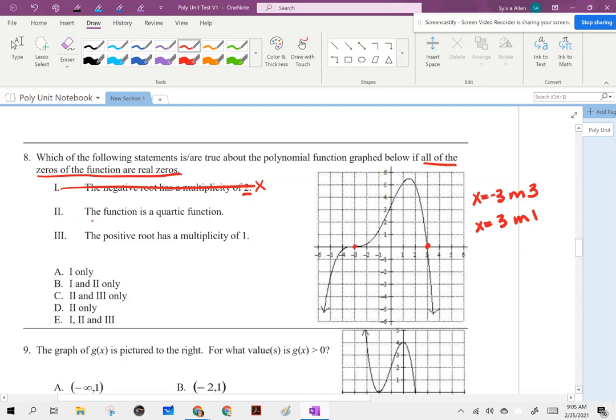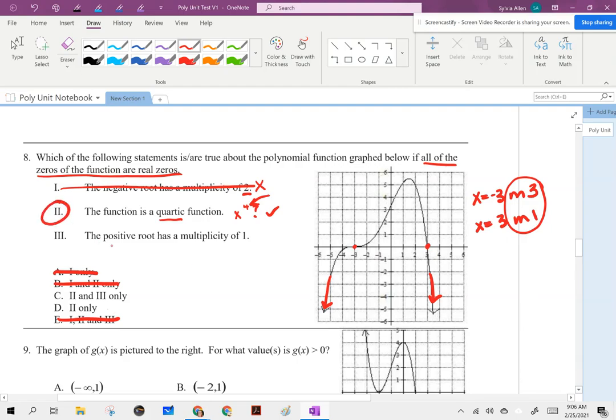Number 2 says the function is a quartic. So is it x to the 4th power? Let's take a look. If we were to add up all of our multiplicities, we can definitely see that it is going to be a 4th power polynomial. And we can even double check that by looking at the end behaviors. They're the same, so it should be an even degree. All right, so we know that 1 is not going to be a solution. So now we're looking at C or D. So we know that 2 works.